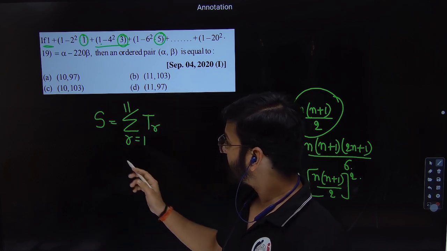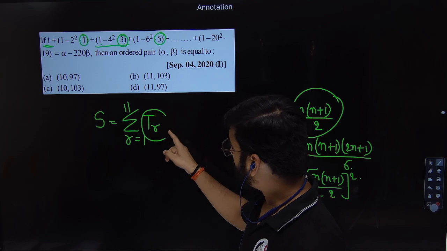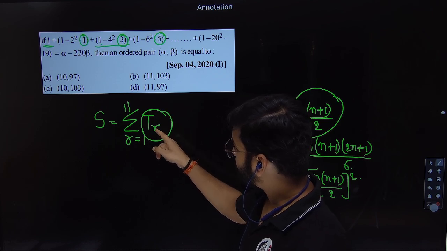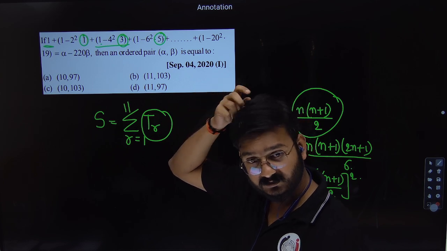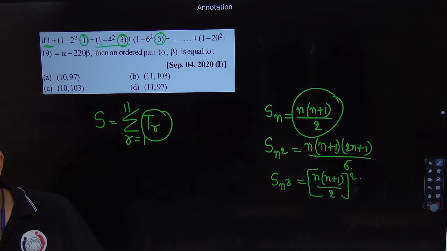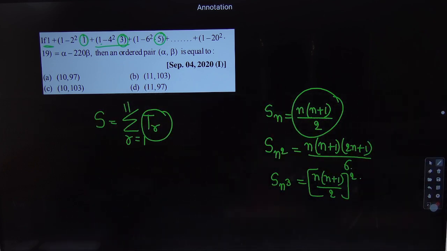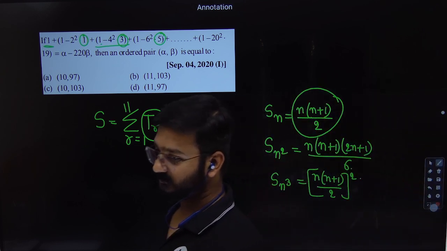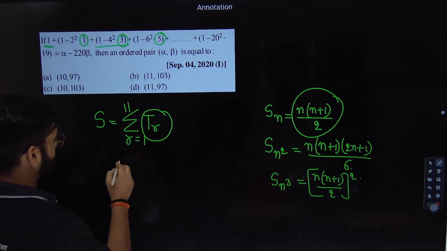So if you see that, I need to find the sum of what? All the terms. Which terms? Starting from r equal to 1 to r equal to 11. Is it correct, what I've written? Check. Is it correct or is something wrong?